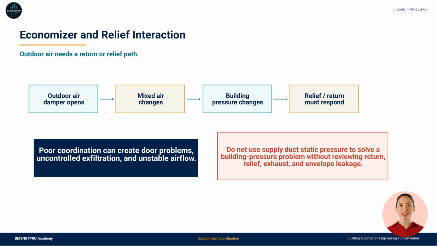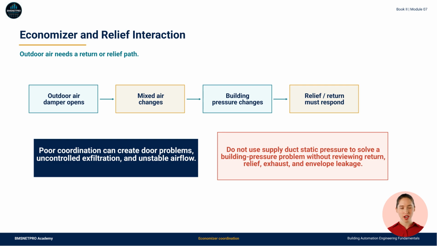Economizer operation must be coordinated with return and relief. When outdoor air dampers open, the building receives additional air. That air must leave through a return fan, relief damper, exhaust system, or a leakage path. If the relief path is not coordinated, the building can become overpressurized, doors can become difficult to open, and uncontrolled exfiltration can occur. If exhaust or relief is excessive, the building may become negative.